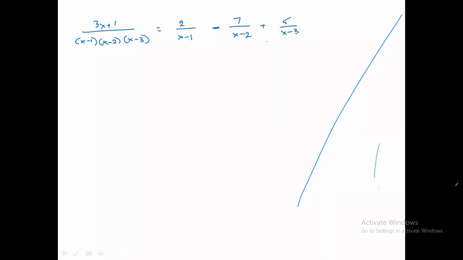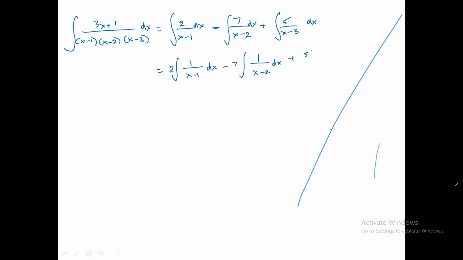In this way, I have separated by partial fractions. Now I can find the integral for each one separately. That is what the question is. So 2 outside, 1 by x minus 1 dx. 7 outside, 1 by x minus 2 dx. 5 outside, 1 by x minus 3 dx.